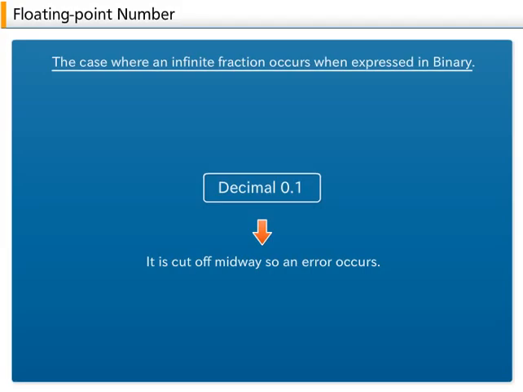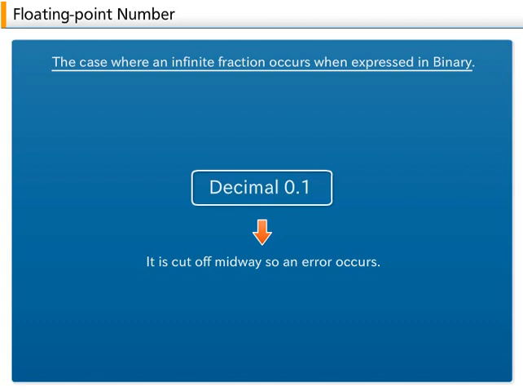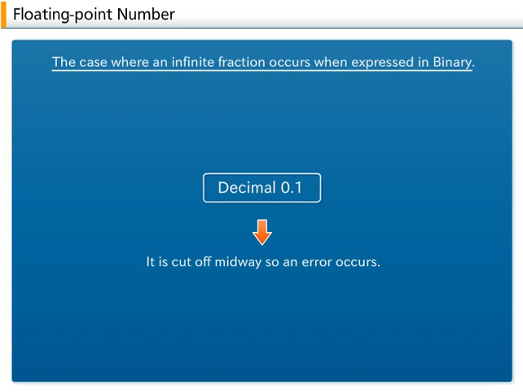In the case of a numeric value that cannot fit into the mantissa part, the value is truncated midway, so an error occurs. For example, in representing a number like decimal 0.1 in binary, it becomes an infinite fraction, so the value is truncated midway, and an error occurs.